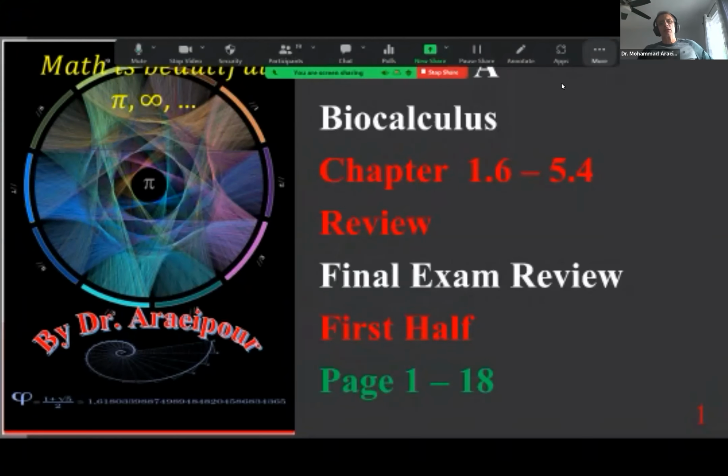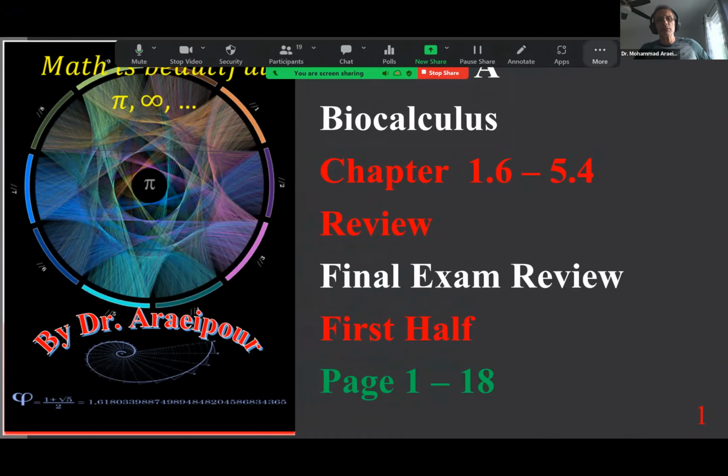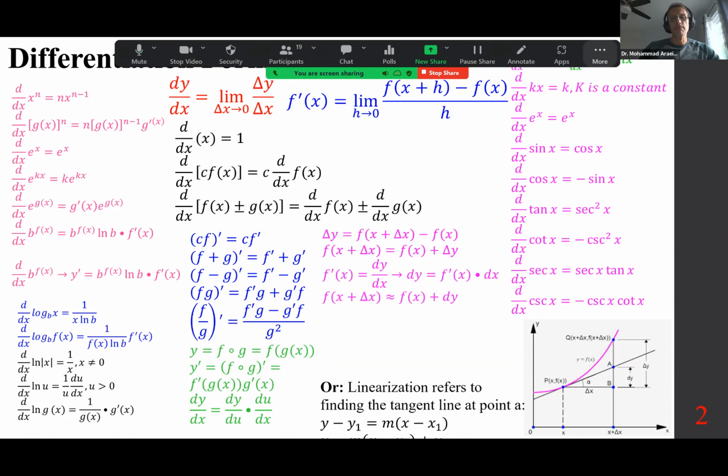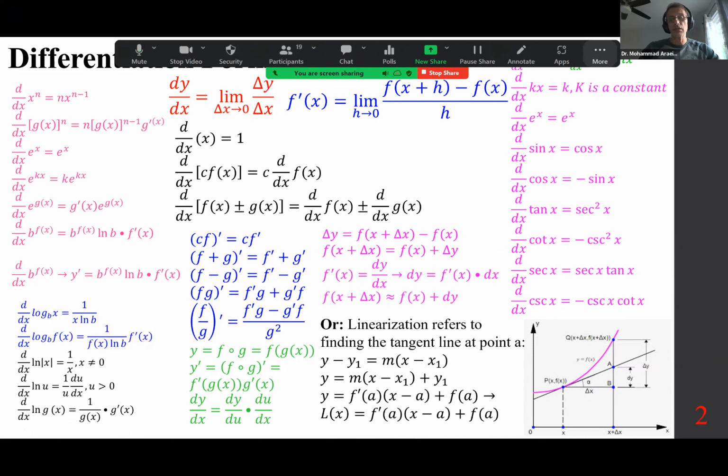Good afternoon, class. We are looking at the final exam review covering section 1.6 to 5.4. We've done a big chunk of that, looking at differentiation formulas, delta y versus dy, and linearization, which in essence is finding the tangent line.